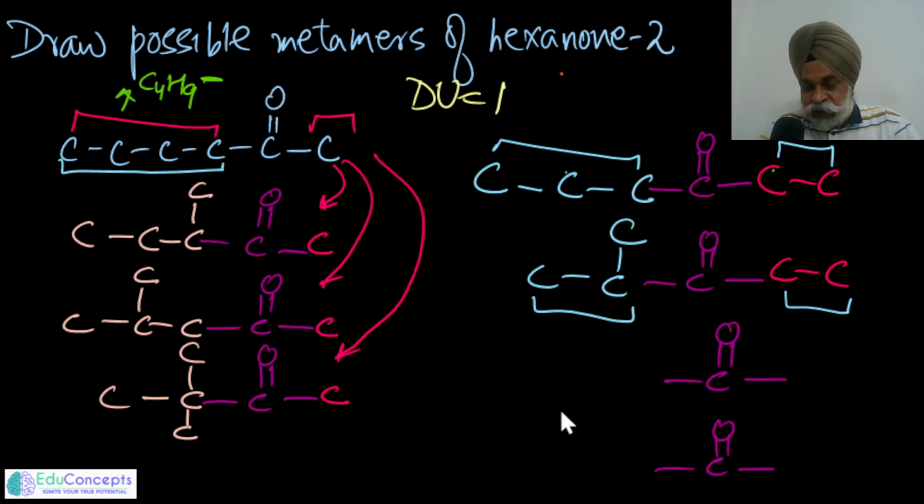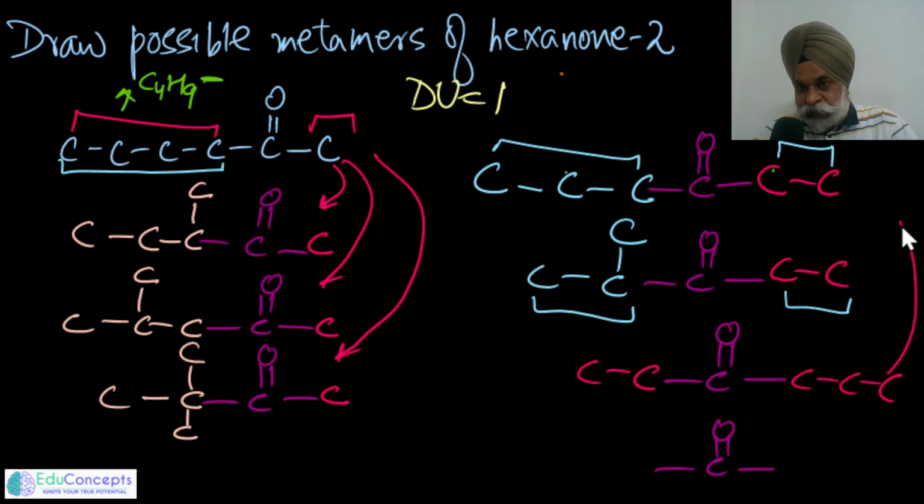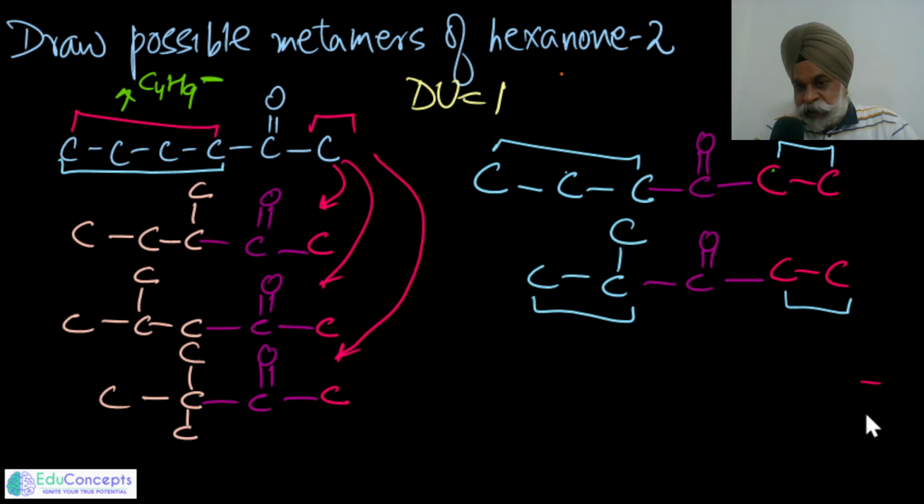Similarly, if you have to create more out of it, just see, if I make 3 carbon atoms on this side, now on this side you are left with 2. So now this got repeated with this one. These got repeated. And I think no more can be generated out of it now. So the point here is that we almost have made all the metamers of the formula. Draw possible metamers of hexanone-2. So these could be the possible metamers of this.